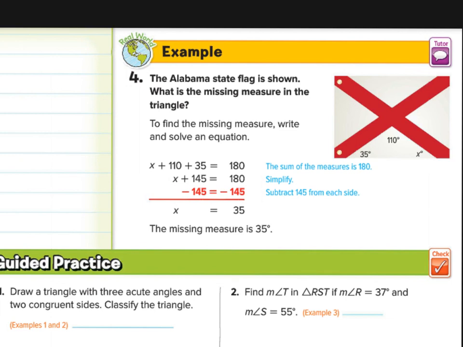Okay, so this looks to be an obtuse isosceles triangle, right? Because these two are the same. This one's isolated, so it's an obtuse isosceles triangle. And here we have how they did the equation. We have x plus 110 plus 35 equals 180. Consolidate these two numbers by making it 145. Subtract the 145, and you get x equals 35.